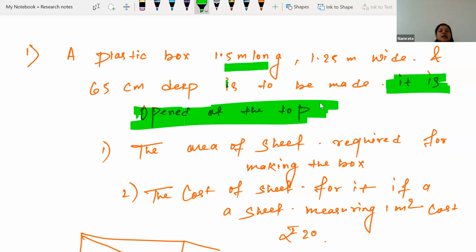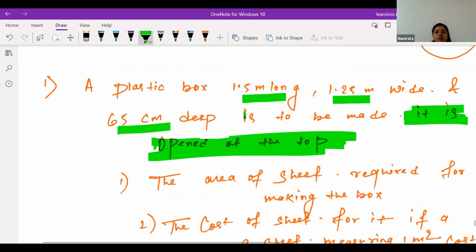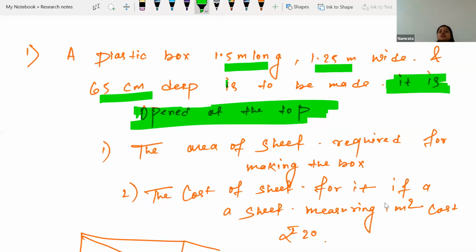This is the length, this is the width, this is the height. Be careful here. All the units are not the same: meter, meter, centimeter. So first thing first, you have to keep every unit the same. Just keep everything in meter, because for the second part you need the cost per meter square.